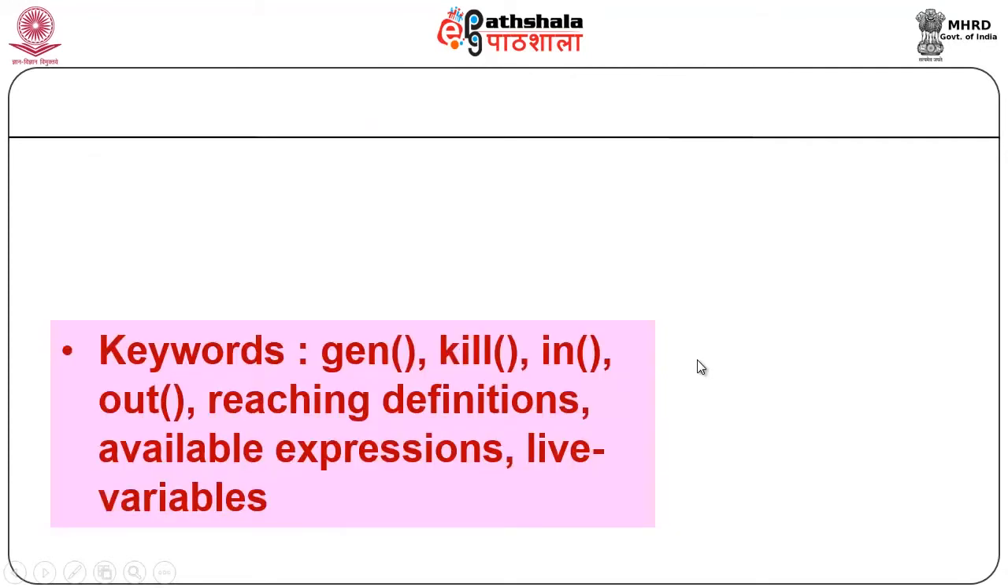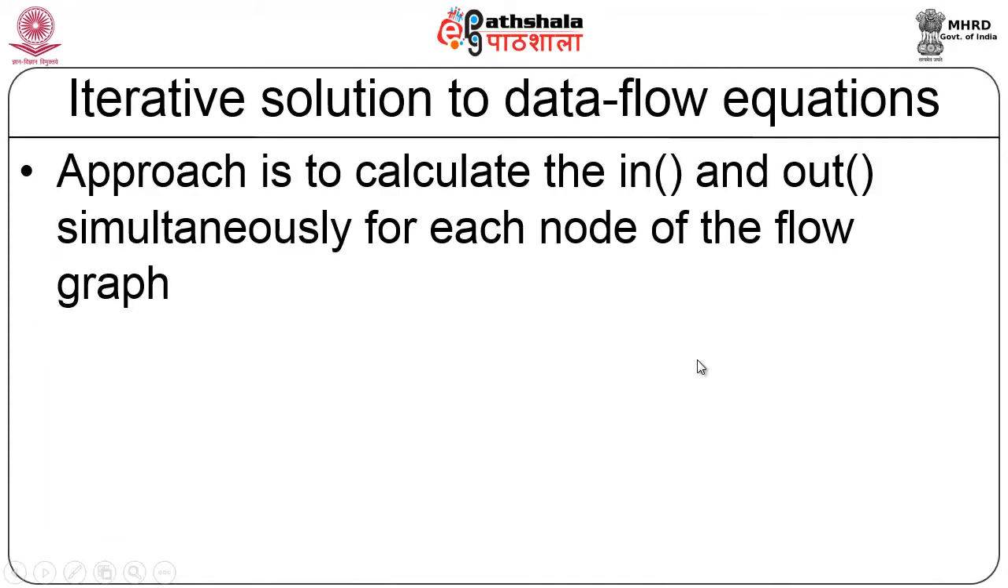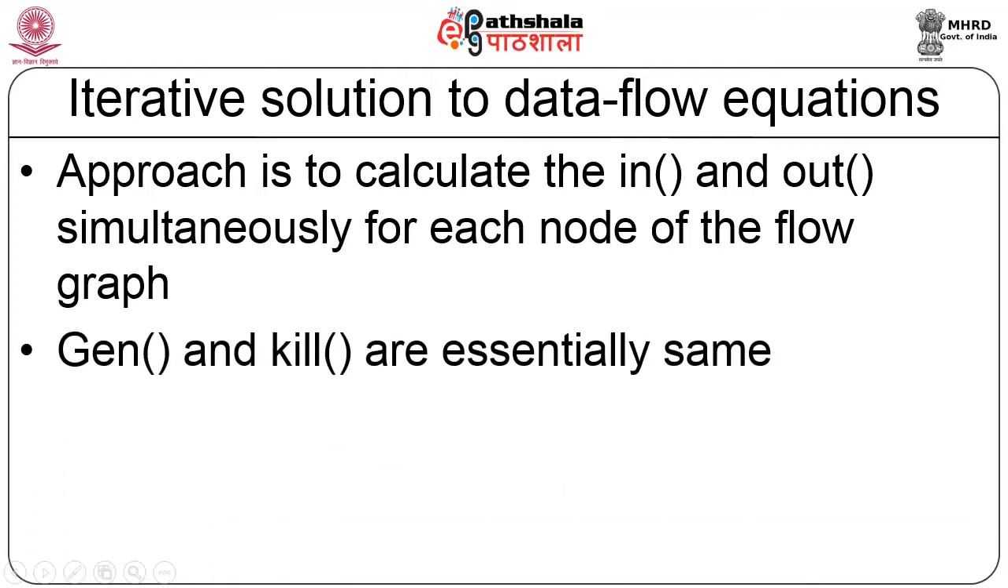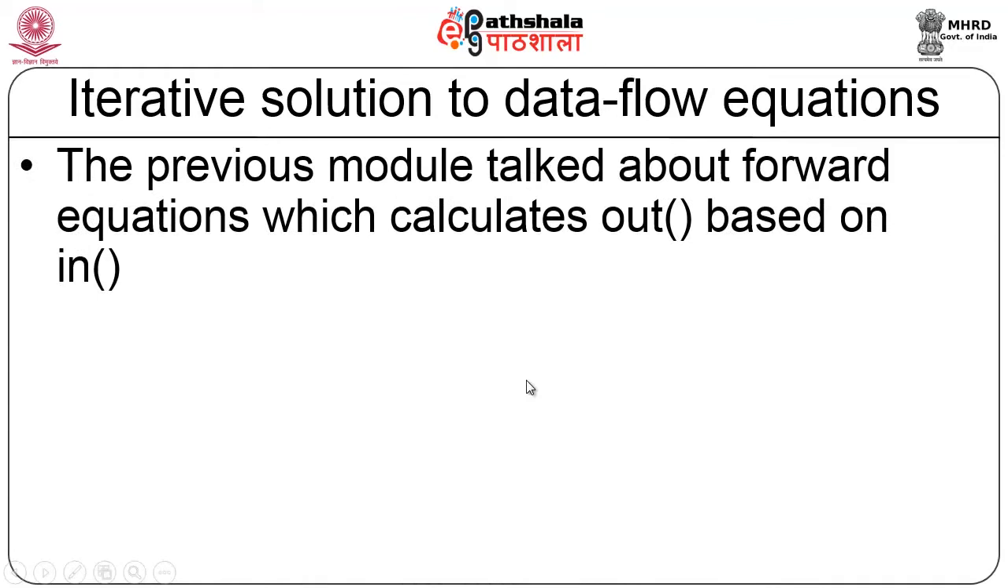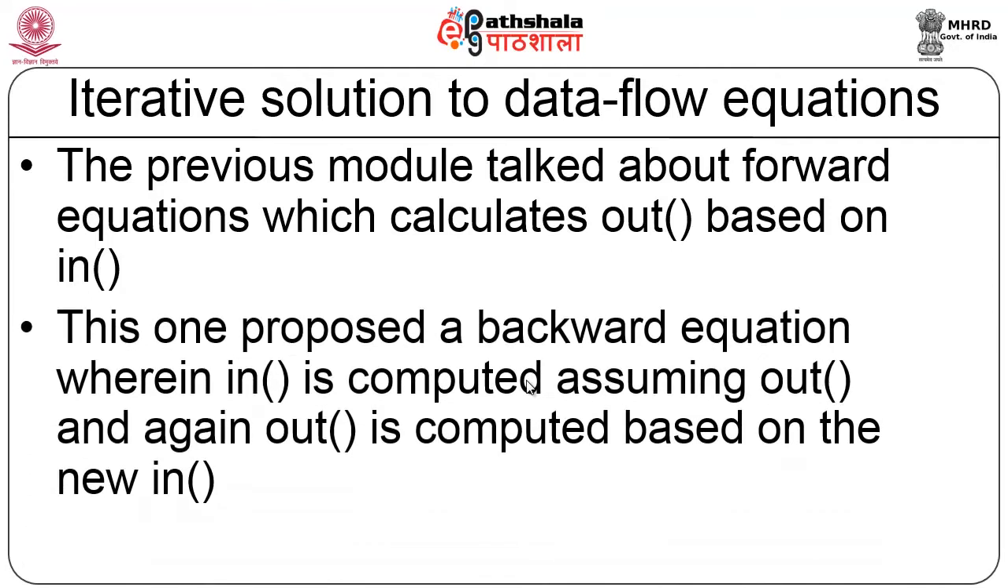Approach: we already know that there should be a conservative approach, and the approach is to calculate the in and out functions simultaneously for each node of the flow graph, and gen and kill are essentially the same. What a particular definition is generating and what gets killed is the same. Our earlier module talked about the forward equations statement per statement, and here we will talk about computing it block-wise.